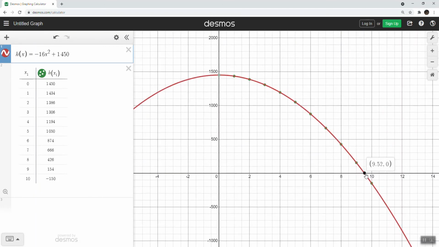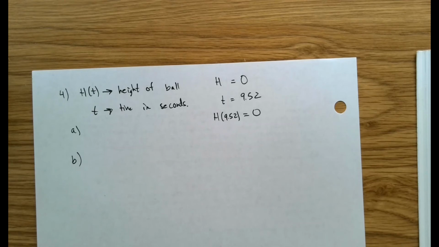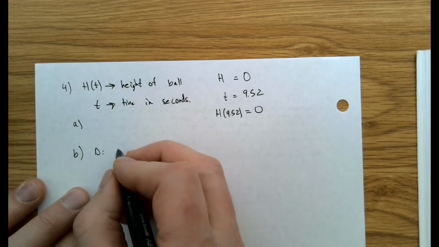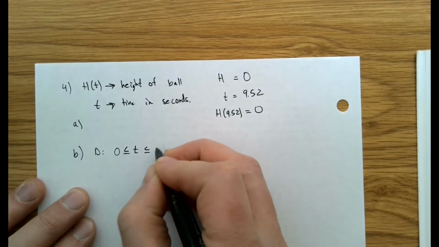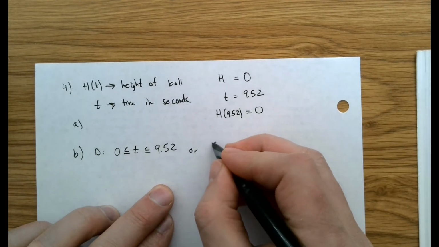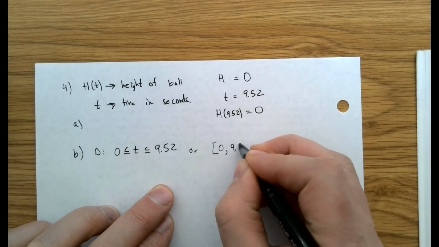And then once the ball hits the ground, there's not really much else it's going to do. If we think back to the logarithms thing, it'll bounce a little bit. But eventually it'll stop and it'll just stay on the ground. And if it's falling from 1,450 feet, it might just get embedded in the ground and not even bounce. So that means the domain, or the possible t values that make the most sense, would be this. Or if we wrote it in interval notation, we'd use bracket 0, 9.52 bracket.